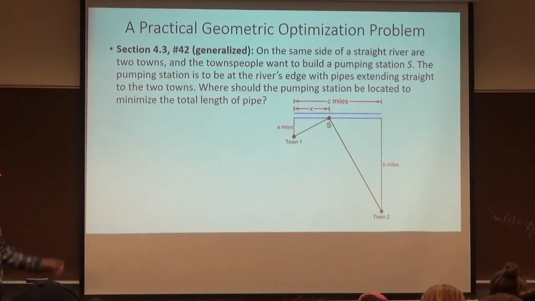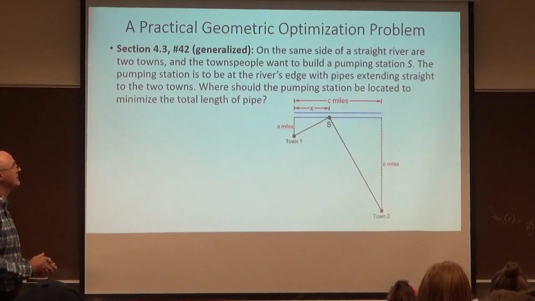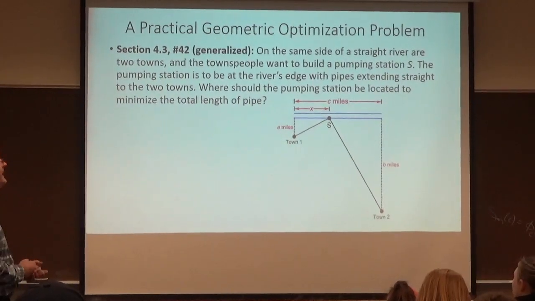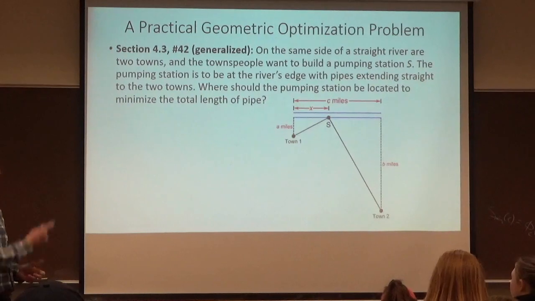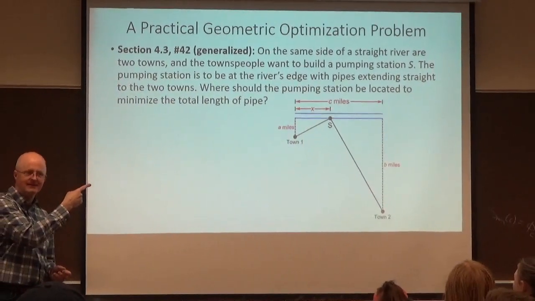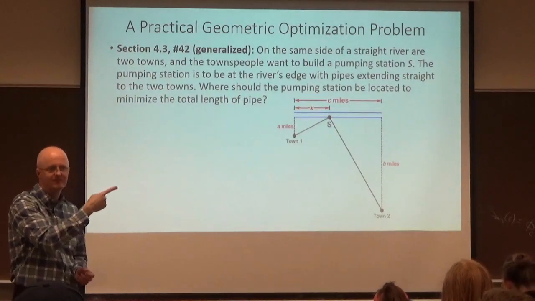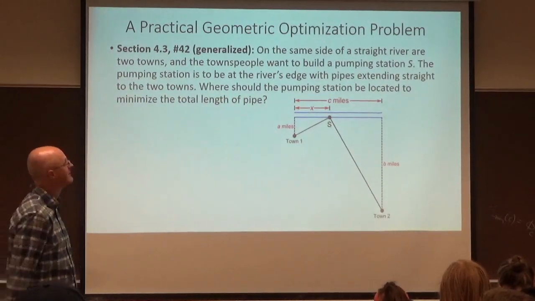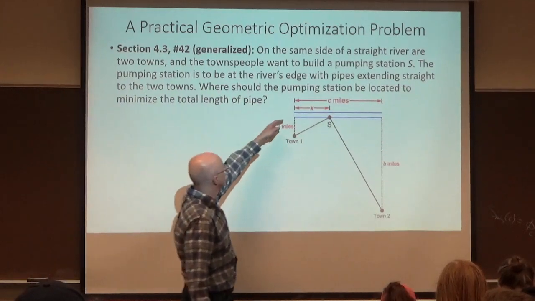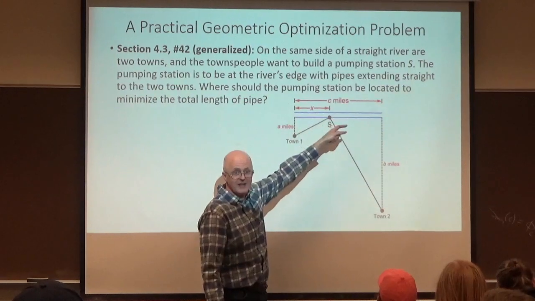Here's a geometric optimization trying to minimize a distance. That's somewhat practical. Somewhat. On the same side of a straight river, okay, the impracticality is the fact that this river is straight. No river is really straight, but some rivers are approximately straight. This is the river, by the way. Maybe I should have put the word river in there. I made it blue, right?